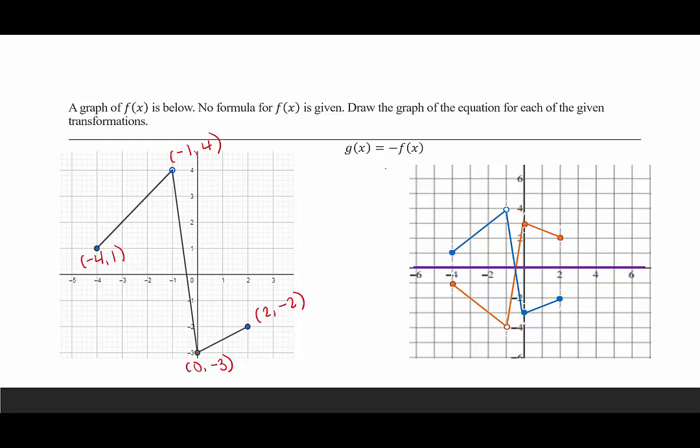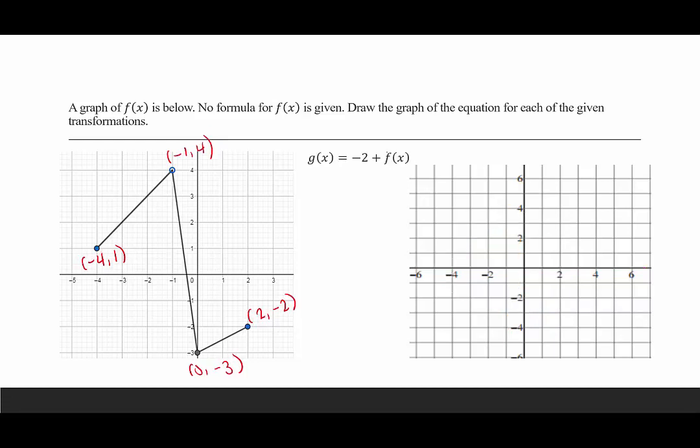Gorgeous. That's what happens when we have this negative in front of the function. Okay, here we have g of x. This time it's -2 plus f of x. What I would do is turn this equation around so that the f of x is listed first so we don't get confused. Sometimes people see the -2 and assume it's the coefficient. It's not, because it's being added to f of x.